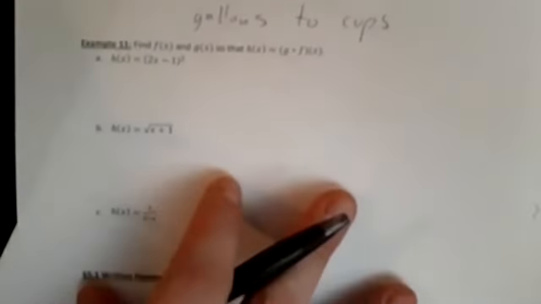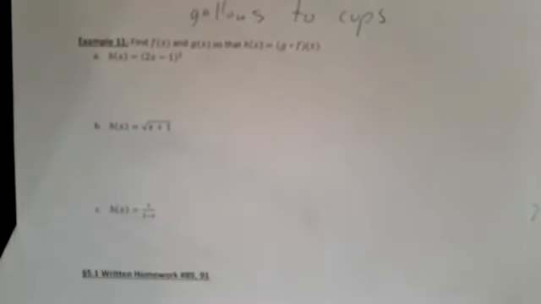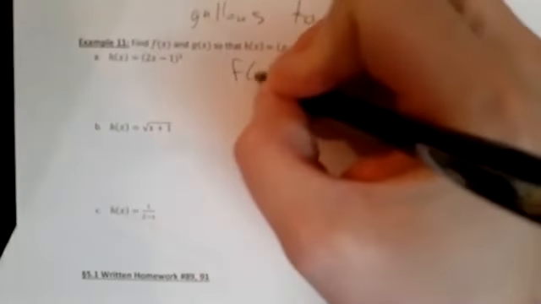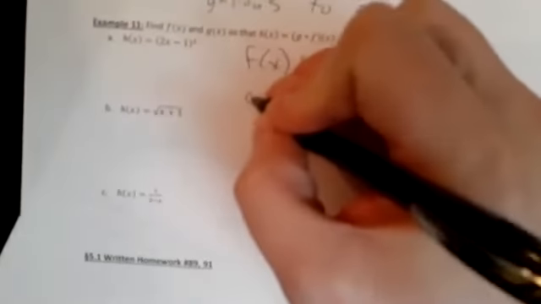So example 11, the last one here. They want us to find an f of x and a g of x such that h of x is the composition of those two functions. So we have a sort of inside function, which is going to be our f of x. Then we have a sort of outside function.